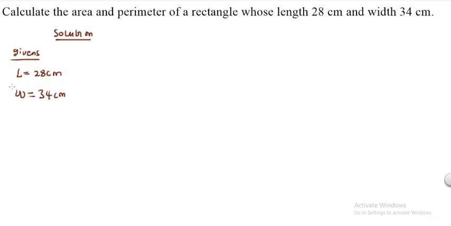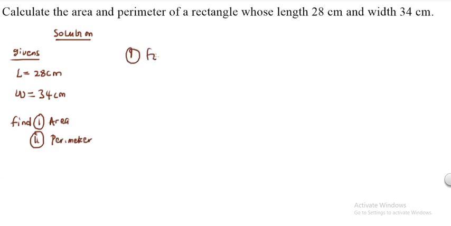The question also tells us to find the area and perimeter. So I'll come here and say we're supposed to find (i) area, and then (ii) perimeter. So the first thing we are finding is the area.